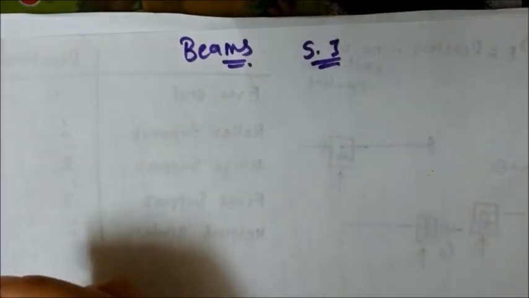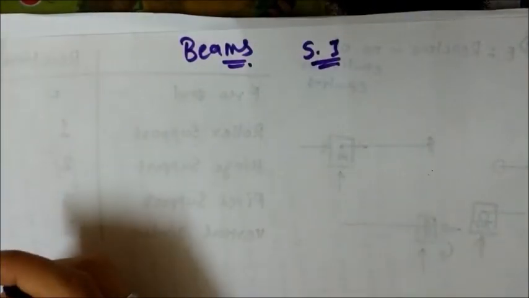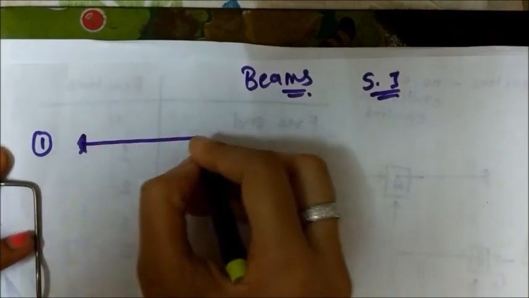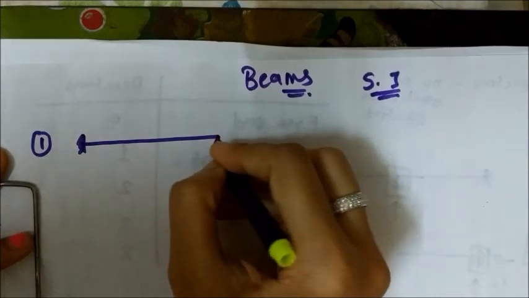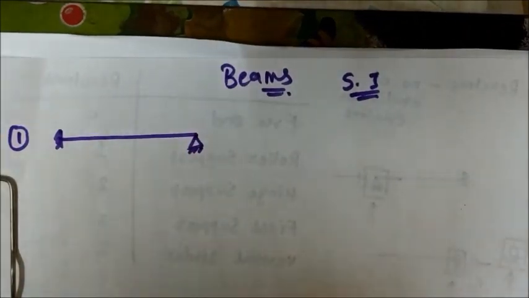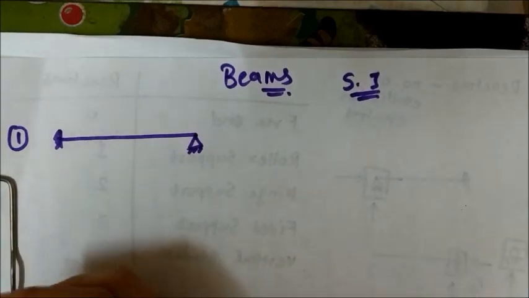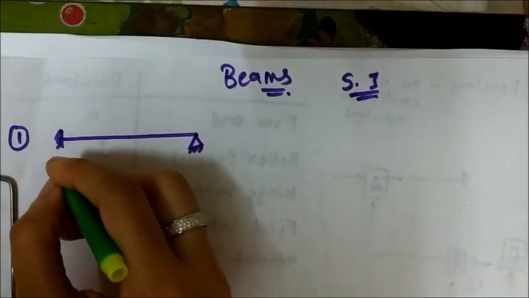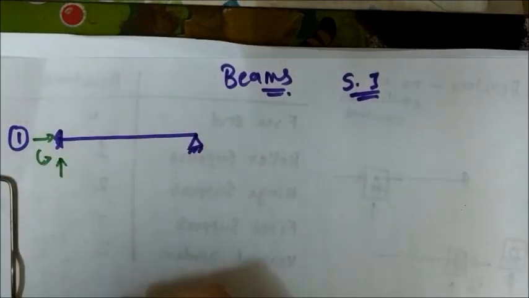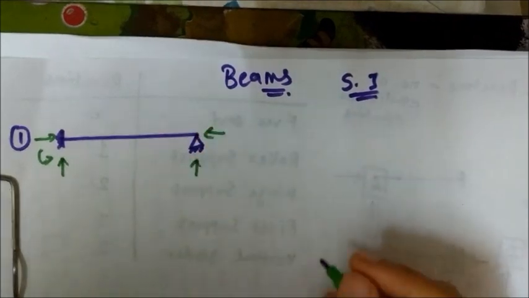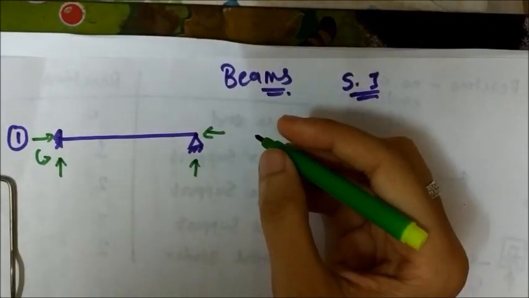Now let's take some beams and calculate the static indeterminacy of these beams. Let me take the first example: this type of beam. You can see at one end it is fixed and the other end it is hinge. If I draw the reactions for this beam, fixed support will give 3 reactions and hinge support will give 2 reactions, so the total number of reactions will be 5.